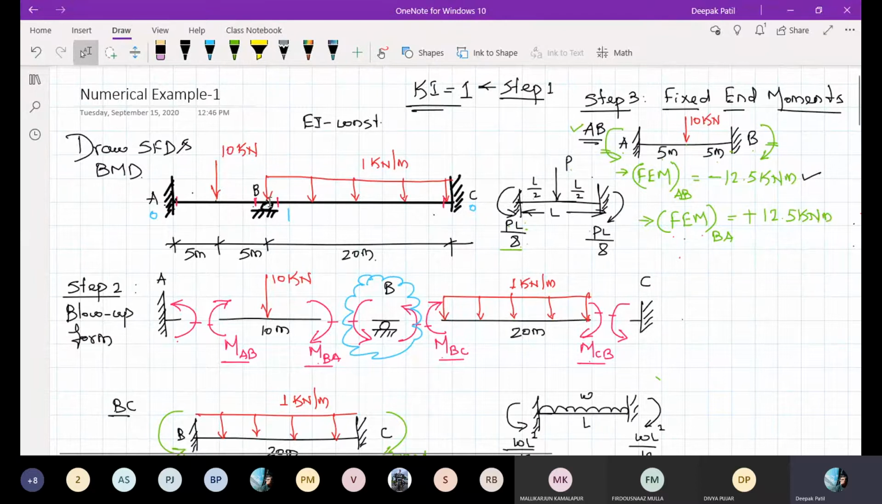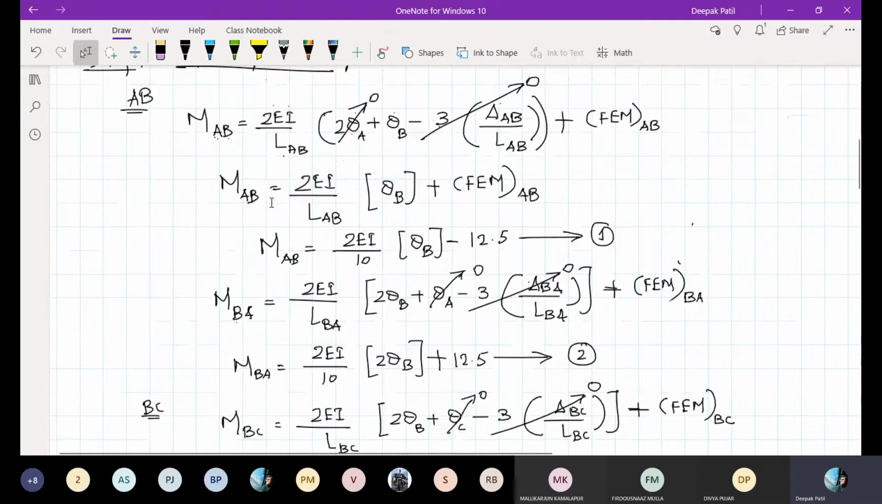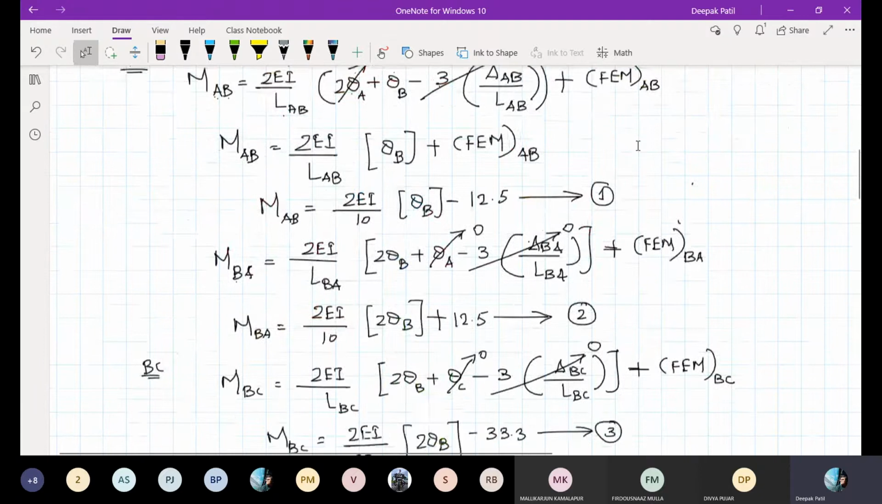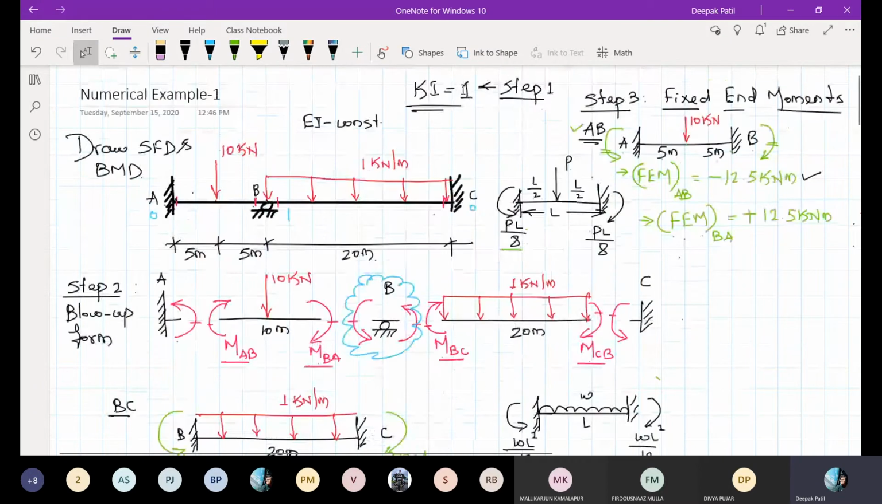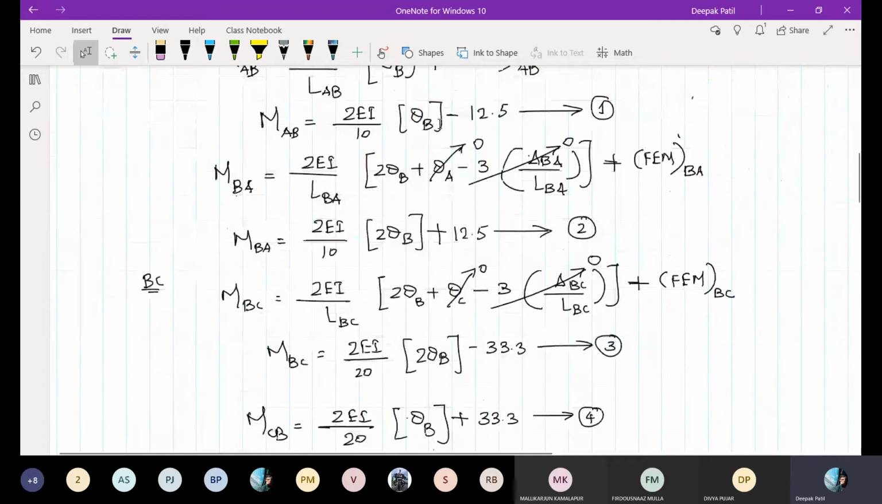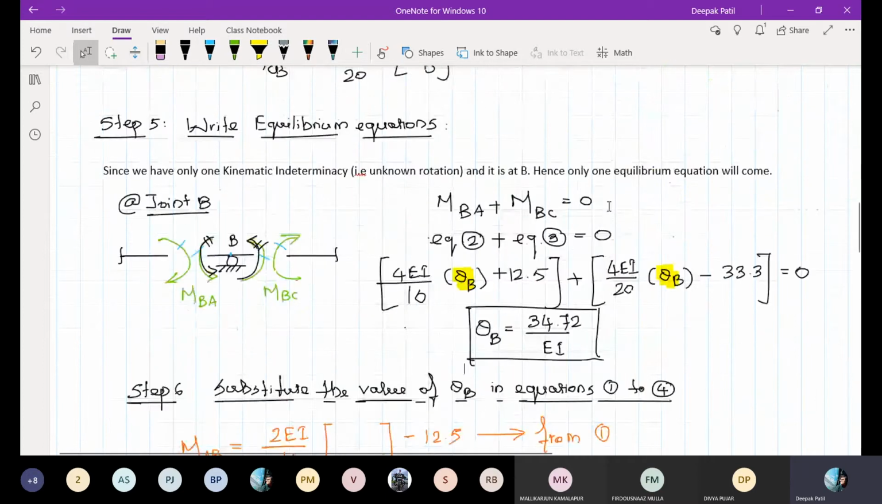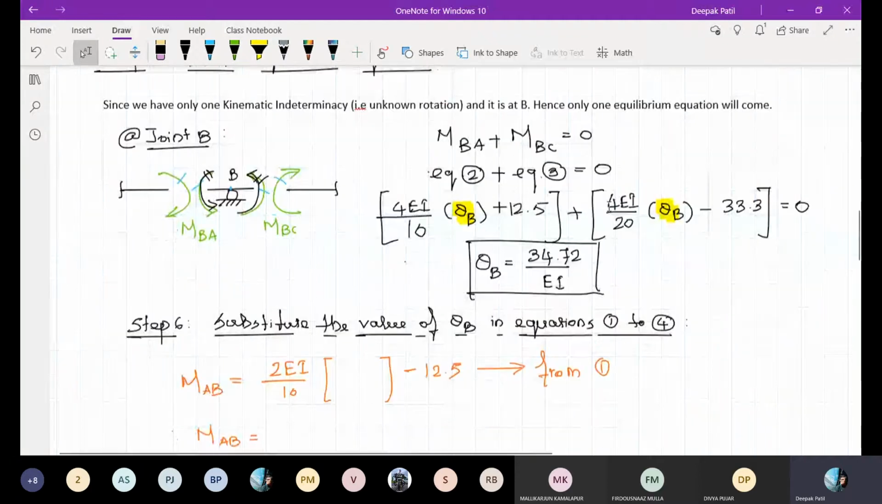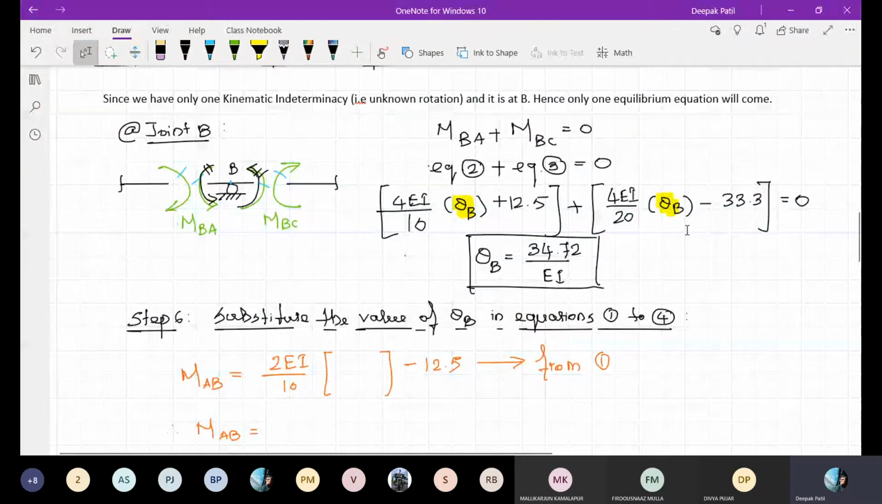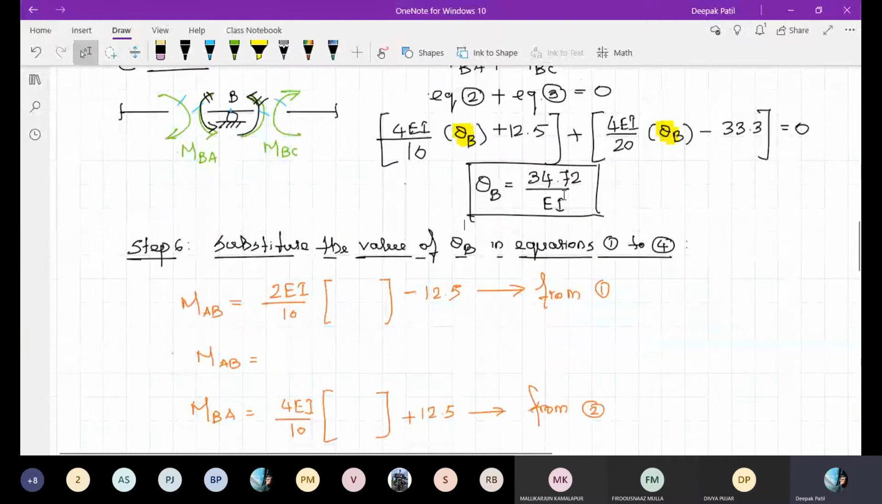Theta B is the only unknown which we don't know. Theta A is 0 and theta C is also 0, but theta B value we don't know. So there is only one unknown, so you have to write only one equilibrium equation. If in a further example the kinematic indeterminacy comes to 3, it means 2 or 3 unknowns are there, so you have to write 2 or 3 equilibrium equations. We'll see all those examples in the next one. But is this thing clear to you? Yes, sir.